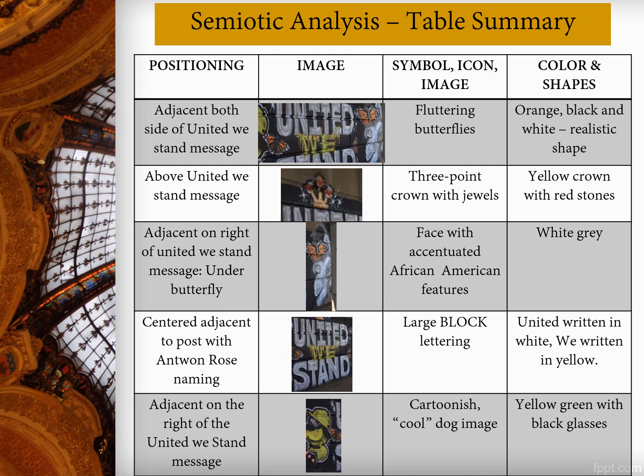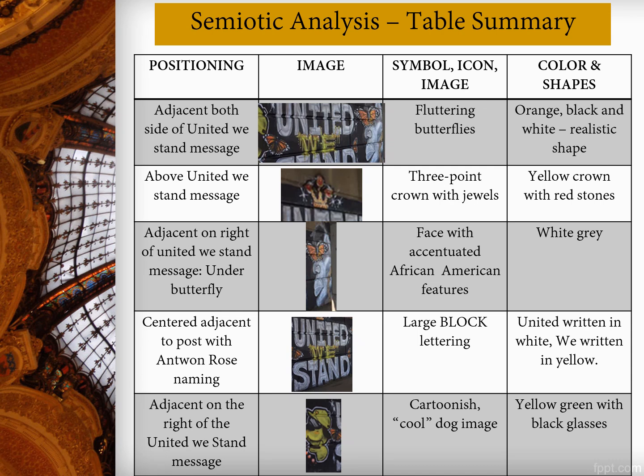Above the United We Stand message, there's a 3-point crown with jewels. So it's a yellow crown with red stones. We're going to come back to this as well. Adjacent to the right of United We Stand message, we have another butterfly. We also have a face with accentuated African American features. It's white and grey.